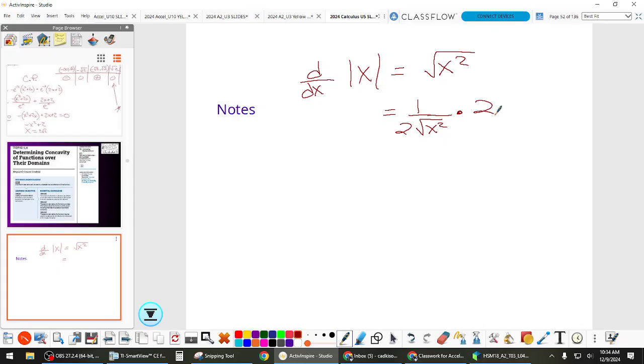Wait, what? Why isn't it 2x? It is. It's 2x. I'm sorry. It should have been 2x. Anyway, so this simplifies to x over square root of x squared, but we substituted square root of x squared for absolute value of x. So we'll go back to that.